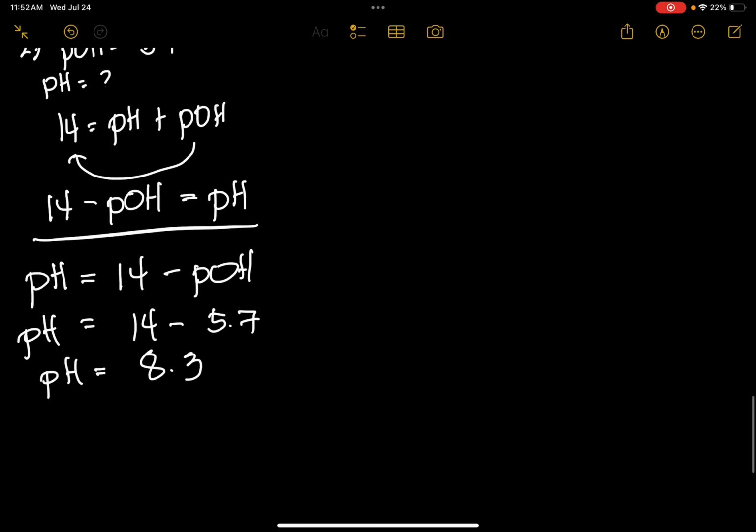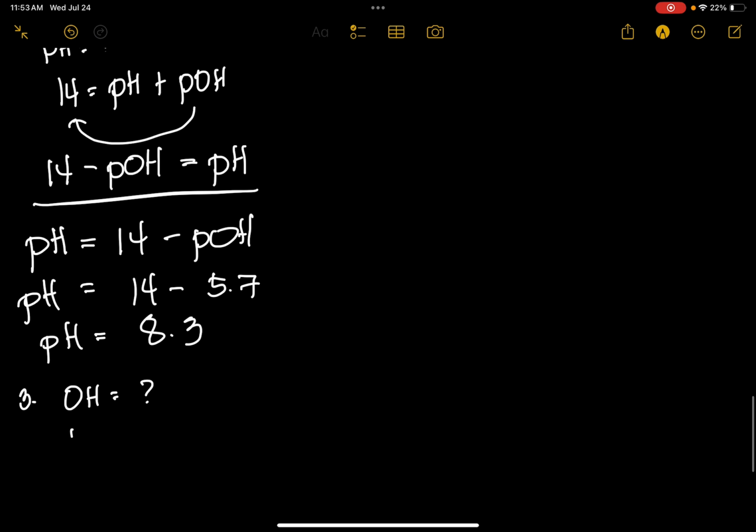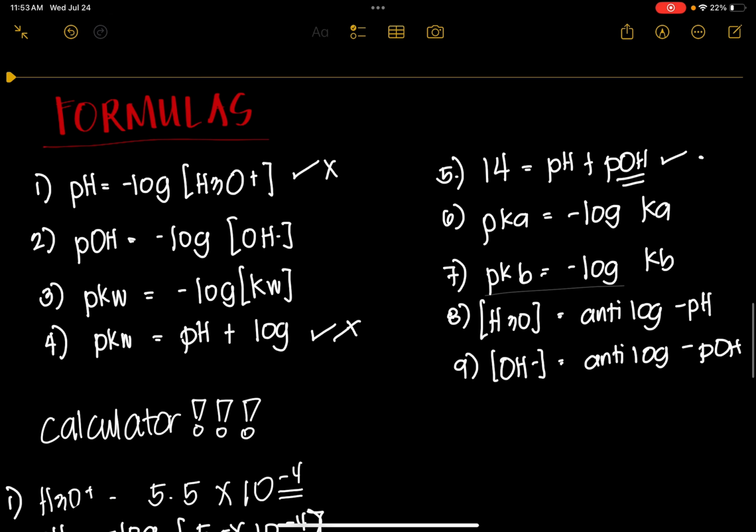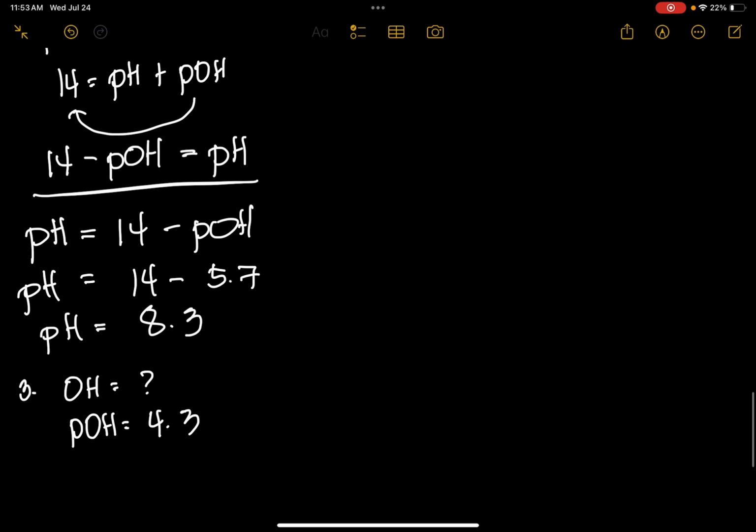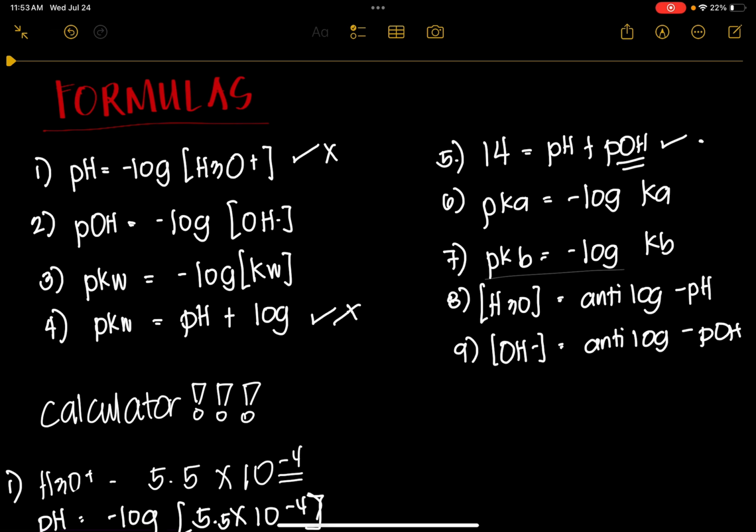Okay. Number 3. If the pOH is 4.3, what is the OH concentration? So, the question asked is OH, and the pOH is 4.3. So, let us go back to our formulas, but in your exam there will be no formulas, you have to memorize. So, please memorize this one. Number 3 asks for the OH concentration. Where is the OH concentration formula? This one, right? It is the anti-log of negative pOH.